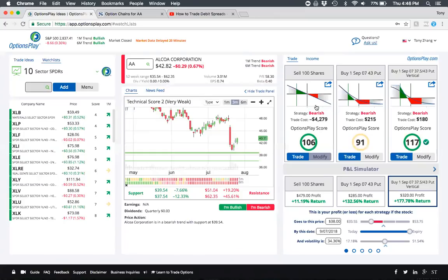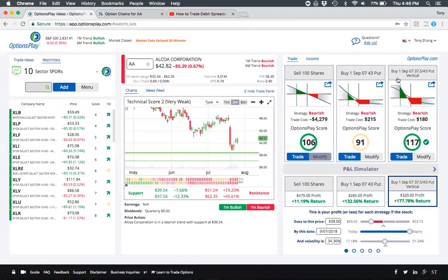If you're bearish on Alcoa, you can either short the stock if you're not trading any options, you can buy a put option, which is a simple option strategy to take, or you can buy this put vertical. This is the debit spread that we're talking about here. So we have the 3 side by side so that you can actually compare them and see which one's best suited for you.